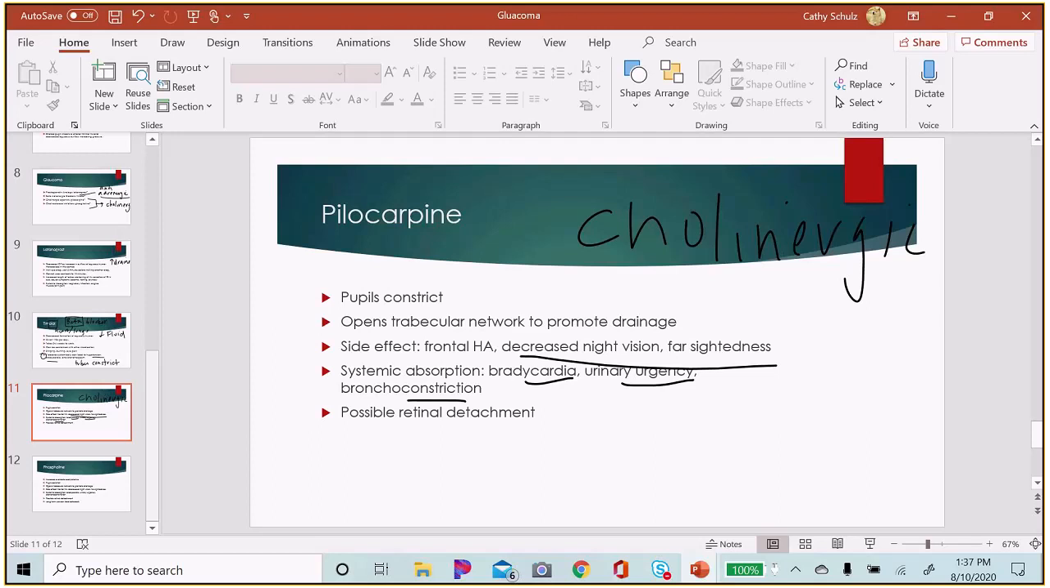The other thing is if you really constrict the eye, that can lead to retinal detachment, and that means that the retina falls away from the back of the eye, and the person can have floaters in their vision, or sometimes it feels like a curtain is falling over the eye.